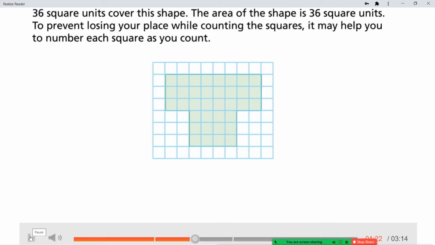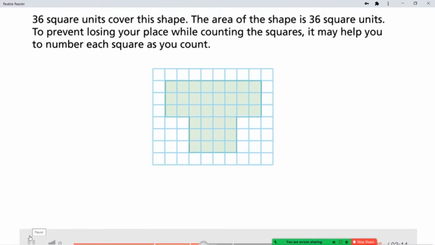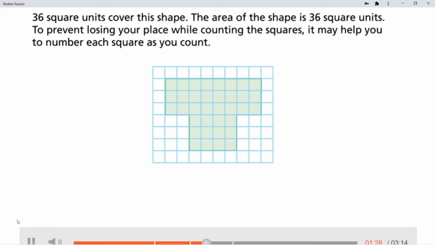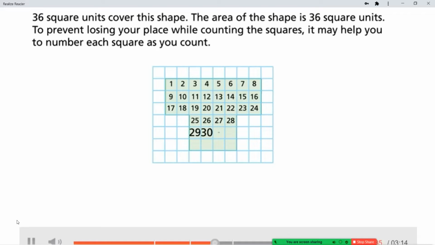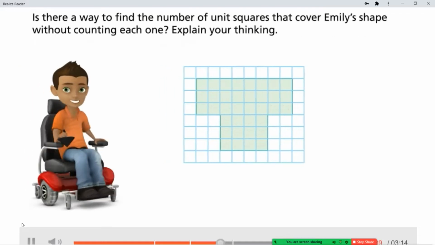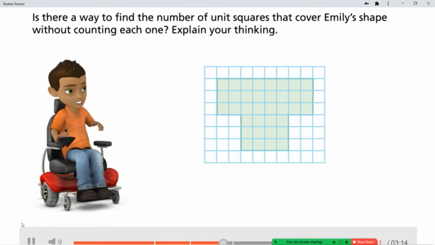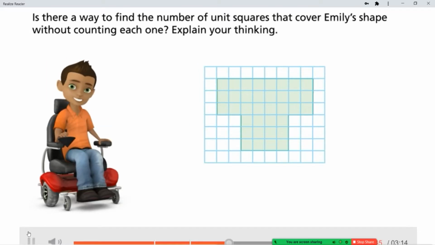36 square units cover this shape. The area of the shape is 36 square units. To prevent losing your place while counting the squares, it may help you to number each square as you count. Is there a way to find the number of unit squares that cover Emily's shape without counting each one? Explain your thinking.